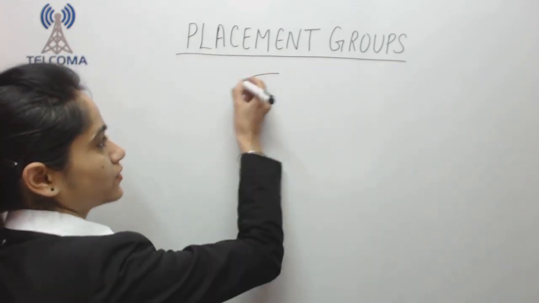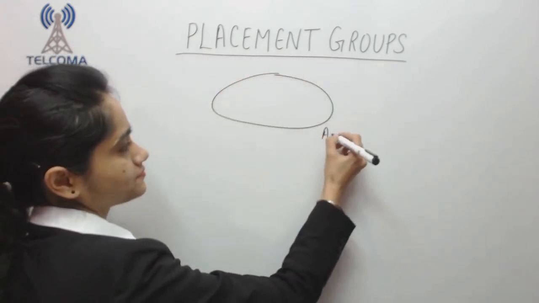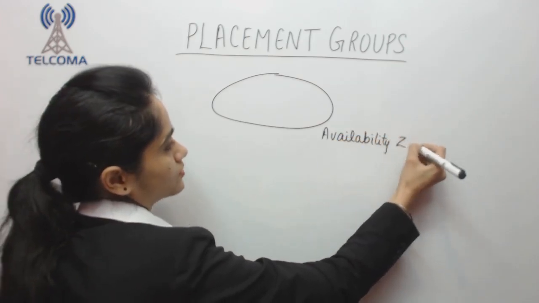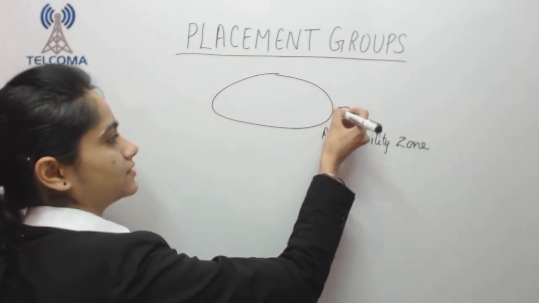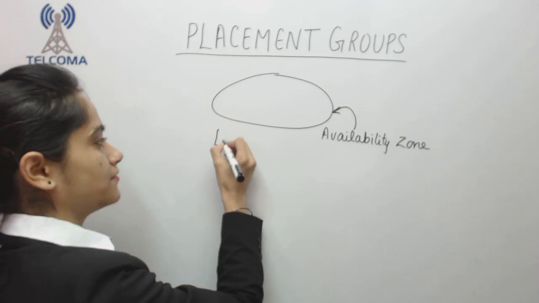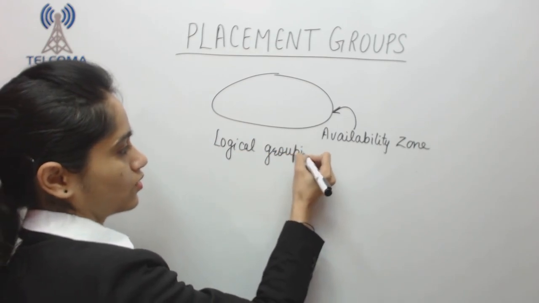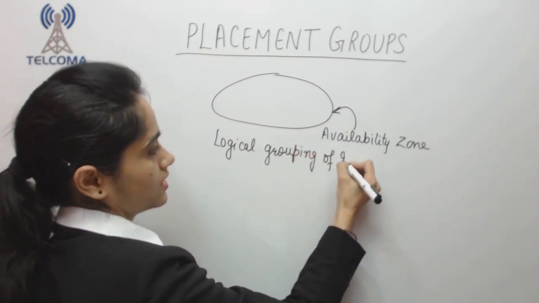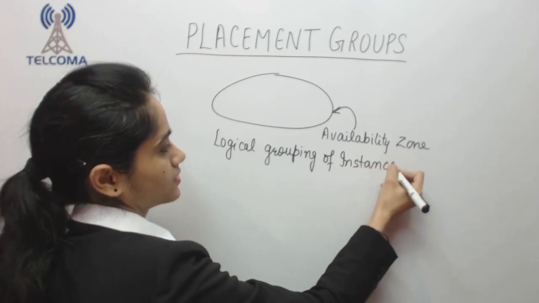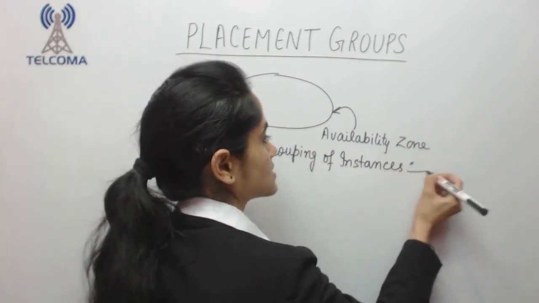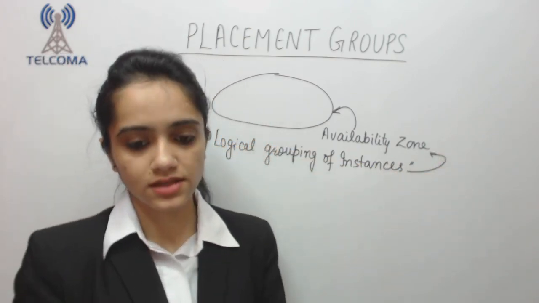Placement groups are basically logical grouping of instances within a single availability zone. So for example, we have a single availability zone, and in this single availability zone we have a logical grouping of instances.